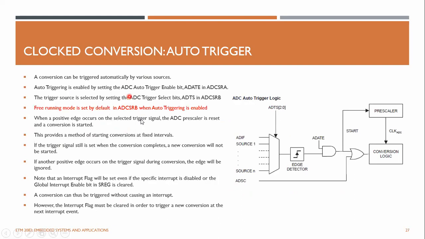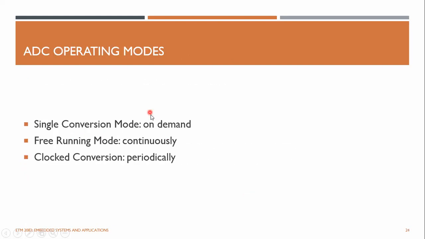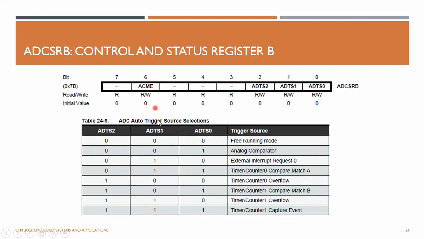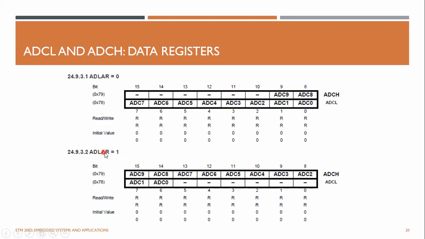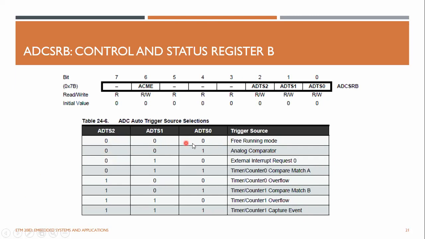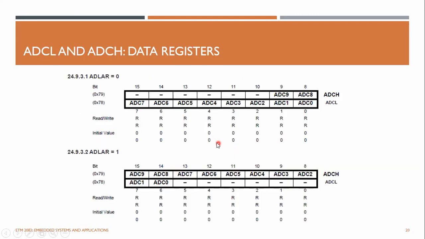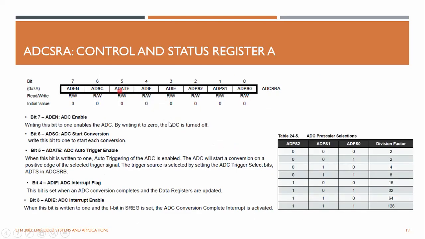Free running mode also comes with the clocked conversion, which means you have to set the auto trigger if you want free running. First you need to set this ADATE for auto trigger, and clear these 3 bits. By default it is cleared. Normally this is 0, which means auto running is disabled. So whenever you set this ADSC, you start the conversion and wait until it is done. Then you get the reading.